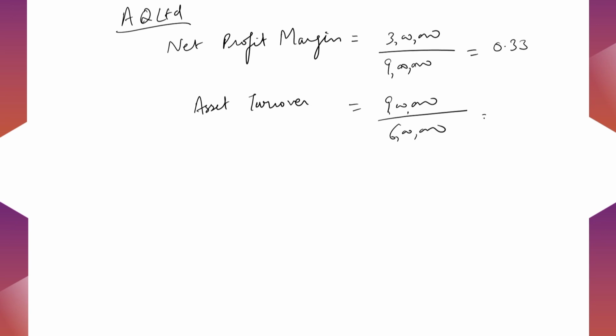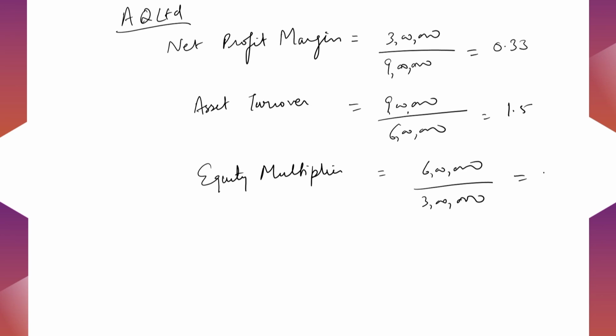it comes to 1.5, and the third is equity multiplier, which is equal to the average assets divided by the shareholders equity, which is given in the question 3 lakh, so it comes to 2. Computing ROE for AQ Limited, 0.33 to be multiplied by 1.5 into 2, it reaches the figure of 1.0, again multiplied by 100, so we reach the figure of 100%.